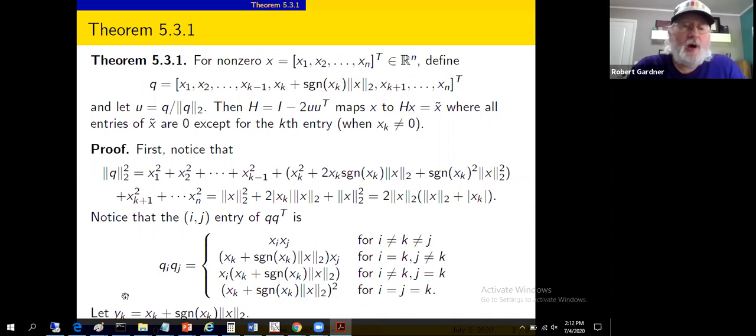We're going to introduce y: let y sub k be x sub k plus the sign of x sub k times the norm of x. Change of variables, it's going to simplify some things. This quantity here, the thing I keep referring to, pops up a lot, so let's simplify that a little bit. Then this becomes y sub k times x sub j. This becomes x sub i times y sub k, and this becomes y sub k squared. Because we're about to put all this stuff in a matrix.